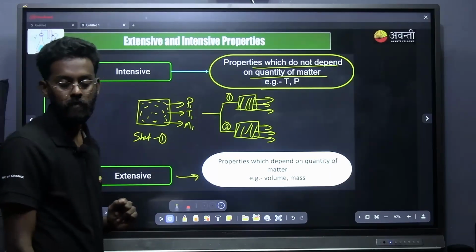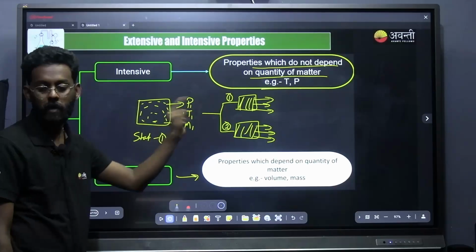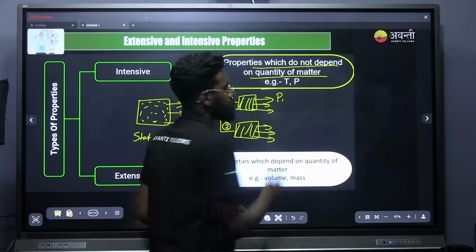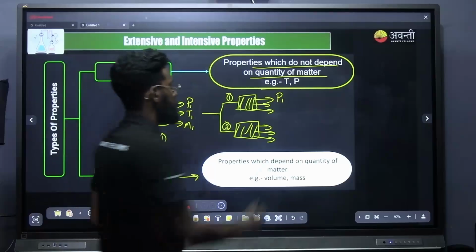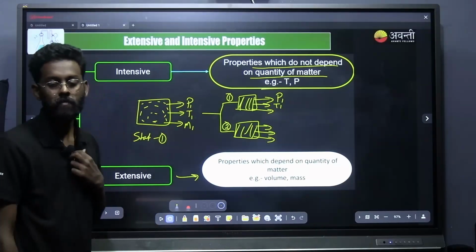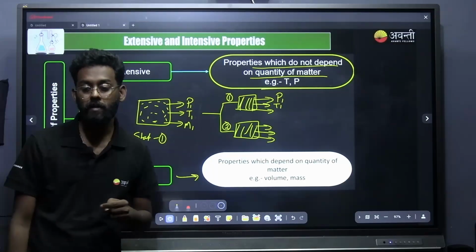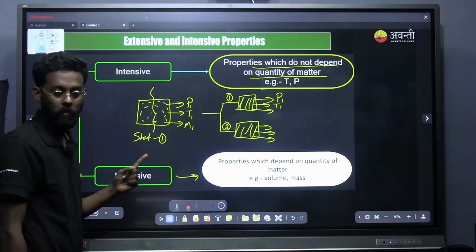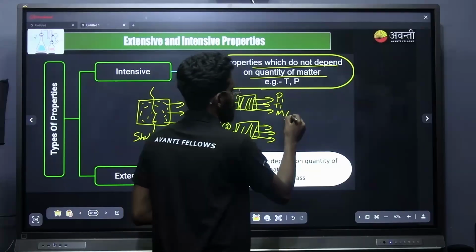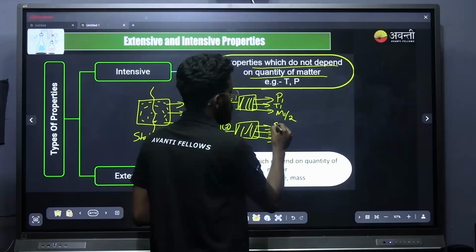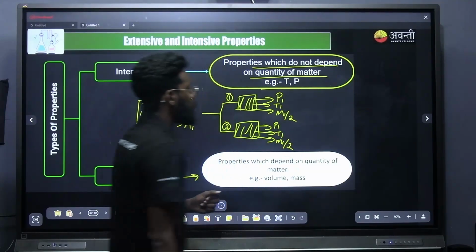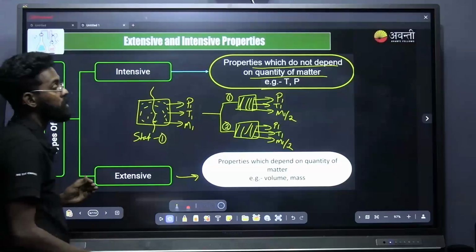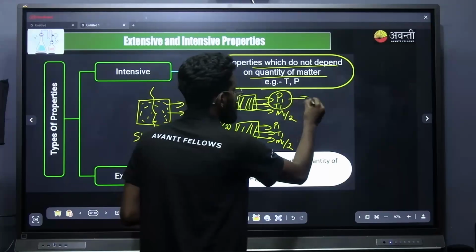Students, pressure, is it P1 or is it P1 by 2? P1, right, very good. And what about temperature? T1. What about mass? Is mass M1 or anything else? I have cut it into two pieces, so is it M1 by 2? Yes, very good. Here mass is M1 by 2, and the other piece also has P1, T1 and M1 by 2. Now, on changing the mass, you can see which properties have changed and which have not. Here you can see pressure and temperature remain the same, right?